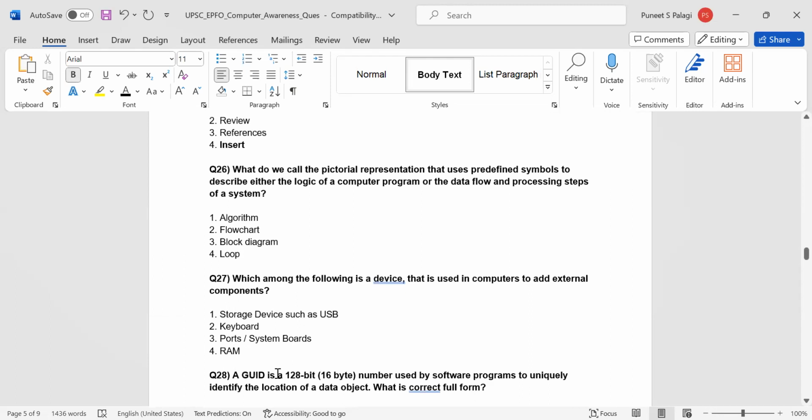What do we call the pictorial representation that uses predefined symbols to describe either the logic of a computer program or the data flow and processing steps of a system? Algorithm, flowchart, block diagram, loop. So the right answer for this is flowchart.